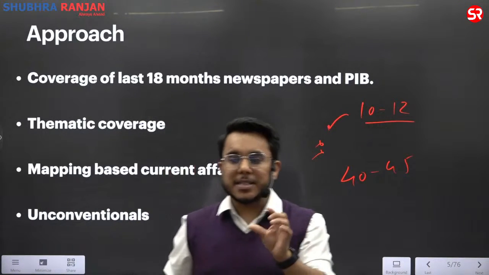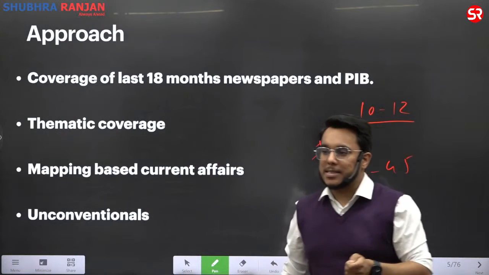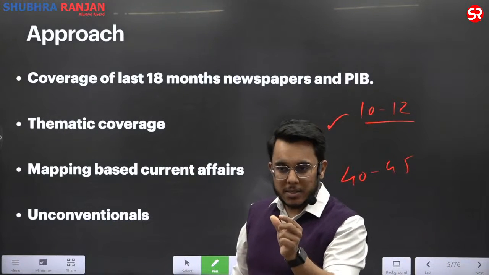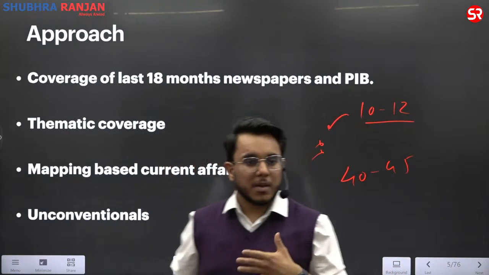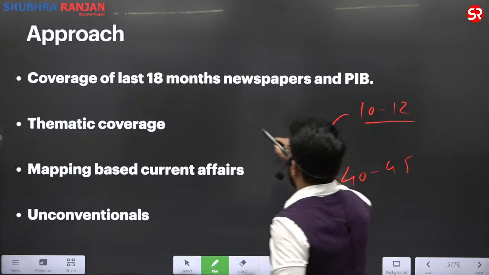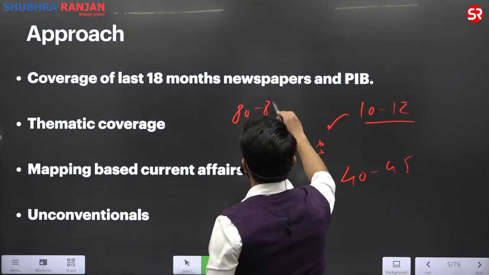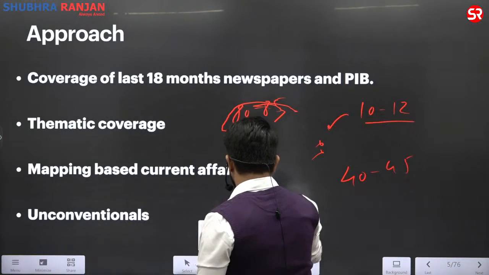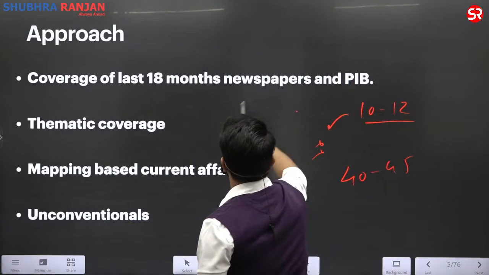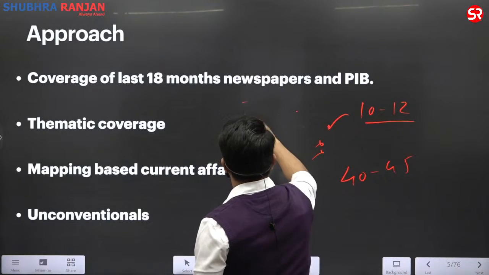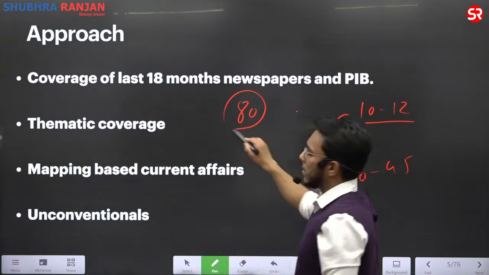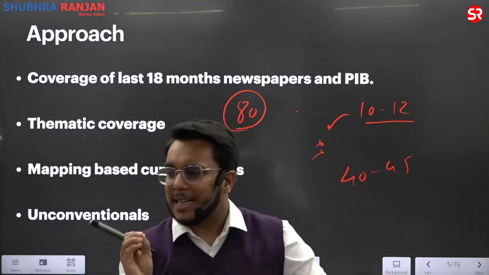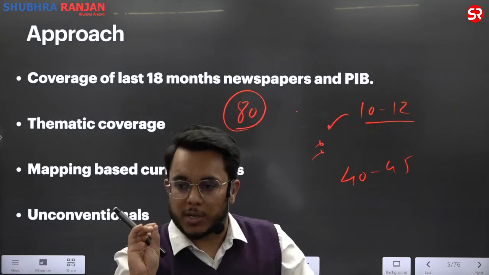So understand this thing, take a sweet spot of UPSC prelims. ठीक है, sweet spot मतलब एक ऐसा range जिसको हम एक अच्छा range मानते हैं. According to me, that sweet spot is around 80 questions. Fine, plus minus 5 questions here and there. लेकिन हाँ, 80-85 is a sweet spot.